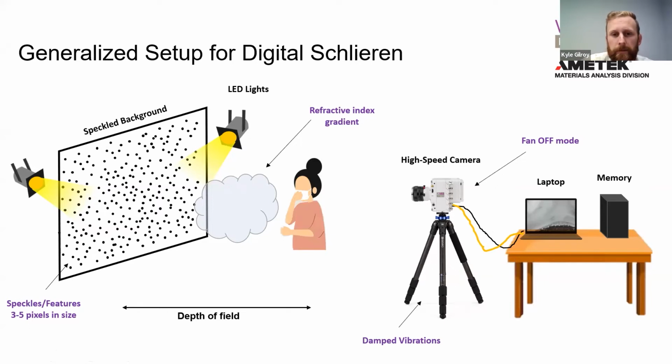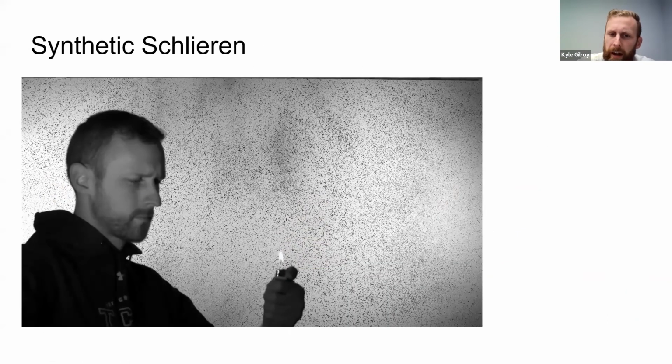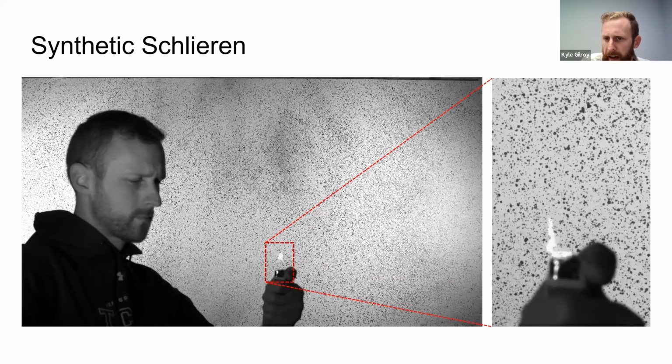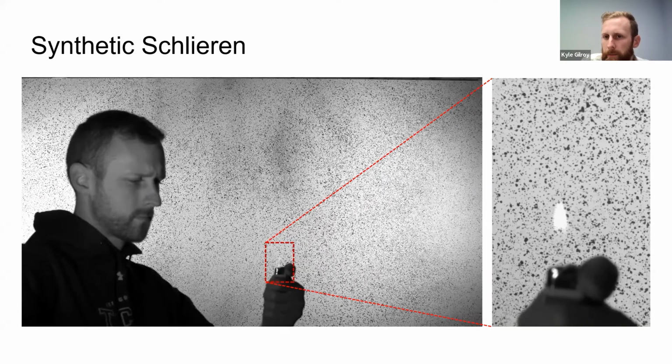So to give you an idea of how this technique works, here I am in front of a speckled background. I'm just lighting a lighter, and maybe you can see it, maybe you can't, but as the heat plume basically comes off of that lighter, you'll see that the speckles or the texture behind the test are basically moving around, all right? And that's basically the digital Schlieren effect that we're looking for.